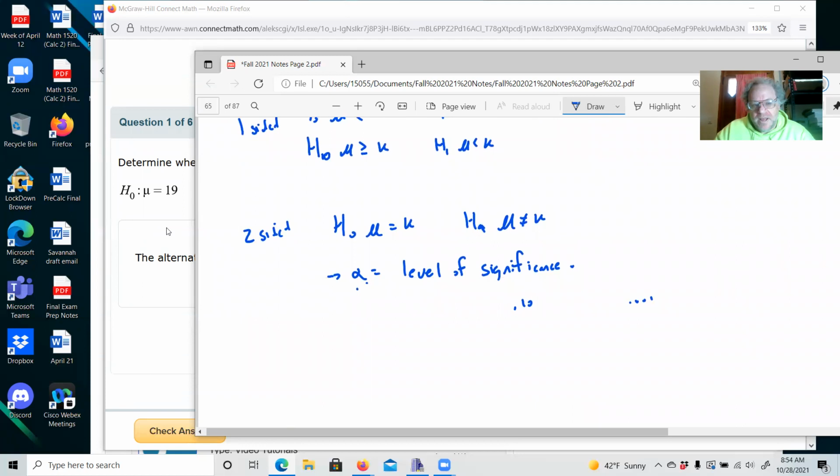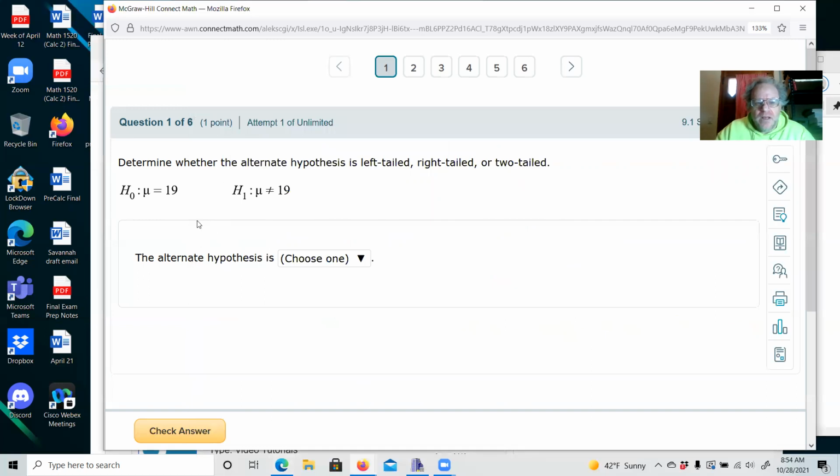So let's see here. Determine whether the alternative hypothesis is left-tailed, right-tailed, or two-tailed. Notice that our hypothesis here is a not equals to. That's going to be two-tailed. That's kind of the nice one. This is two-tailed because it's on both sides. It could be less than, that would be left, or greater than, that would be right.